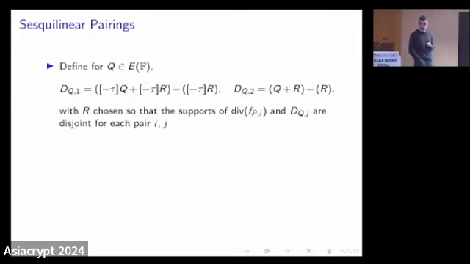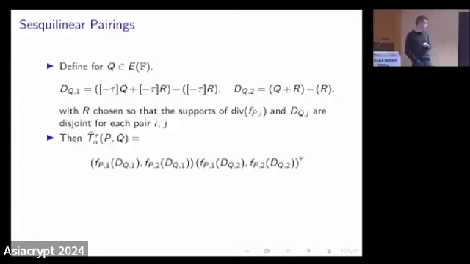and then we define, for F-rational points Q, the following two divisors. Now, we choose R to be some sort of essential fudge factor. We choose this so that the supports of these divisors and of the functions that we just defined, f_P1 and f_P2, are disjoint for each ij pair. And now we can define the pairing as this product of functions evaluated at these divisors.